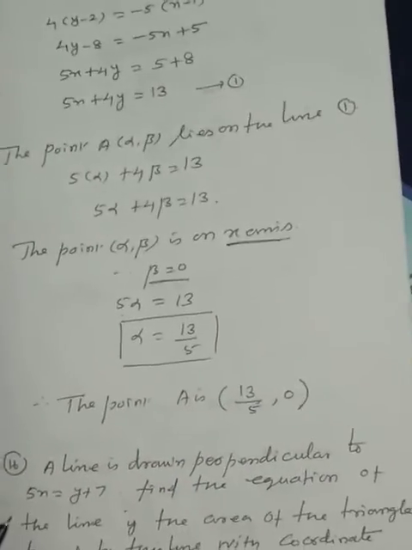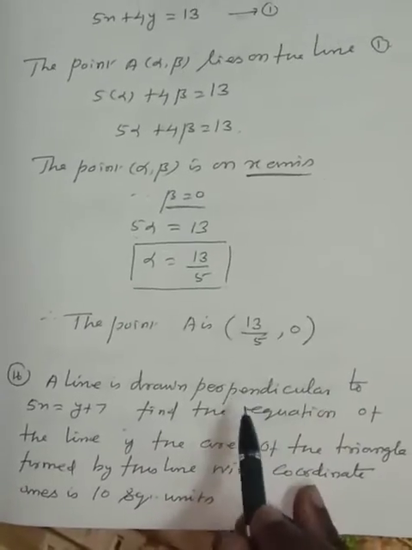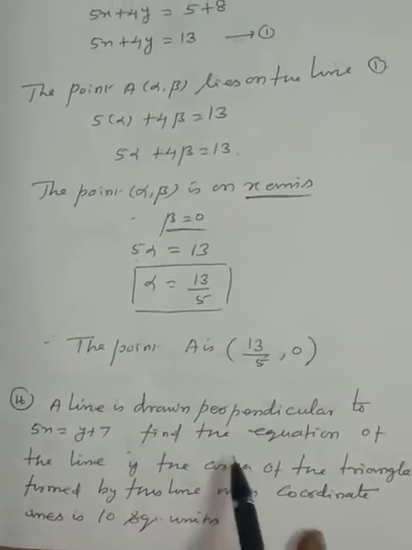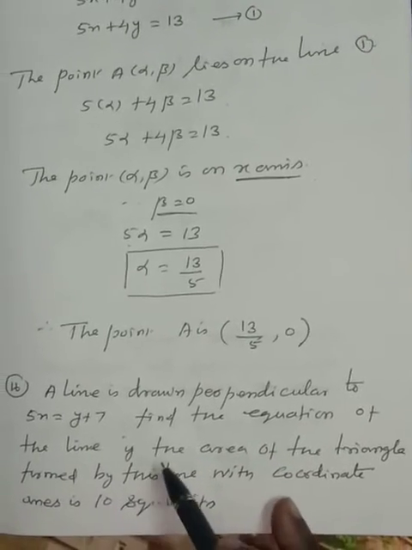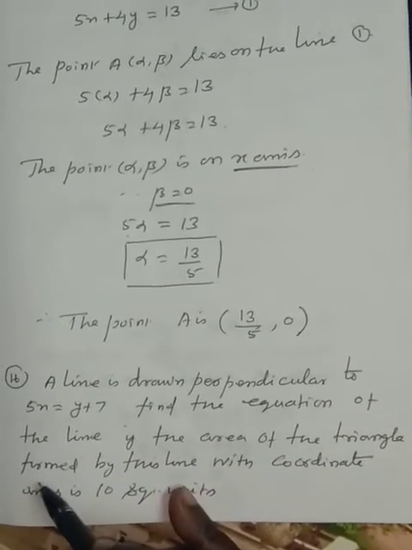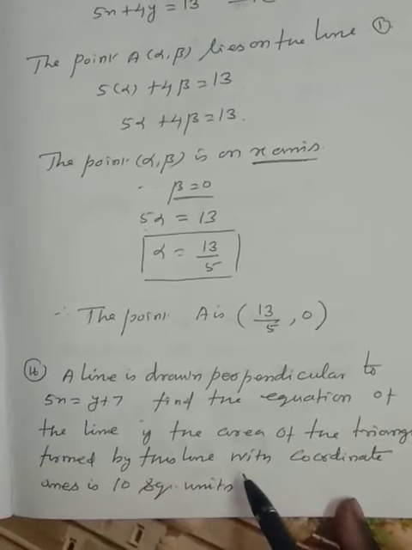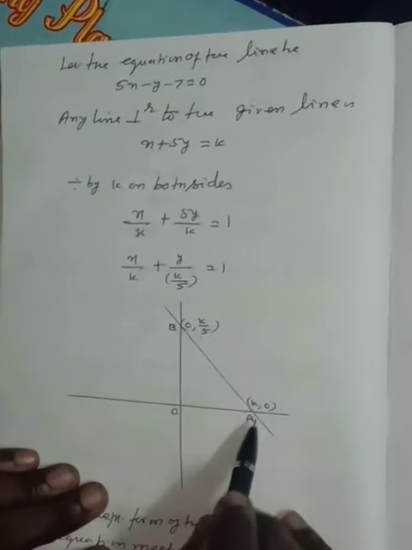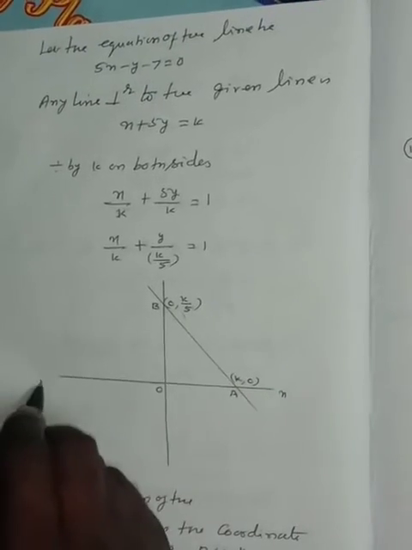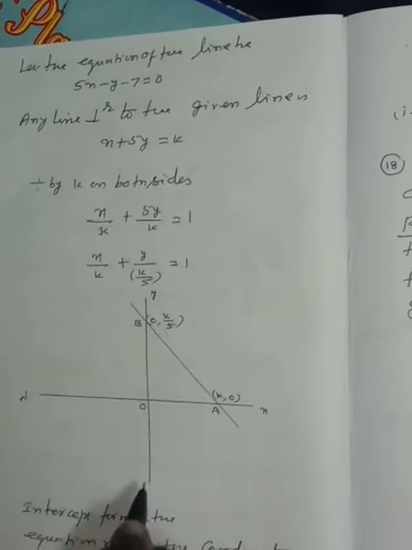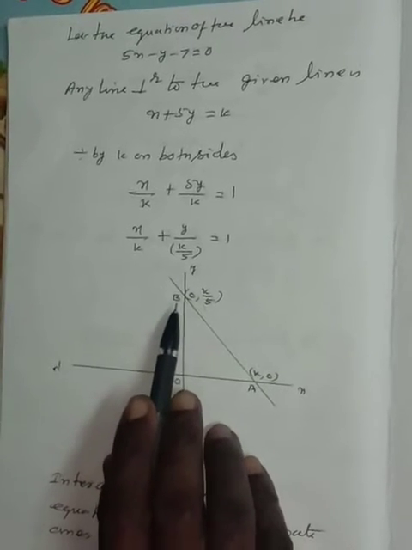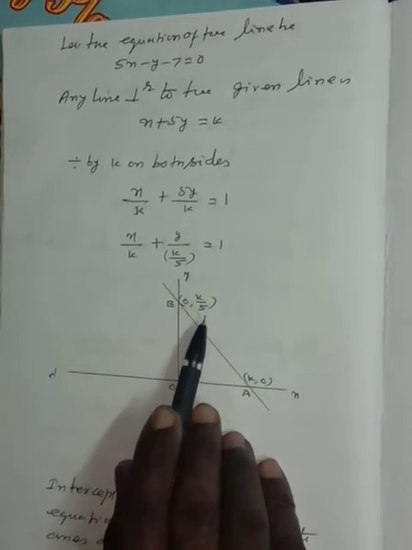Question number 16. A line is drawn perpendicular to 5x is equal to y plus 7. Find the equation of the line if the area of the triangle formed by this line with the coordinate axes is 10 square units. One point is on the x-axis, another one is on the y-axis. The x-axis point is k comma 0, the y-axis point is 0 comma k.